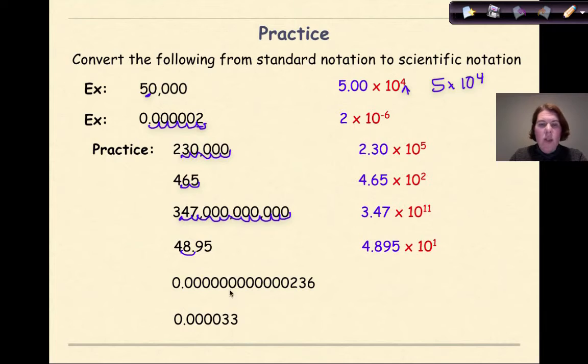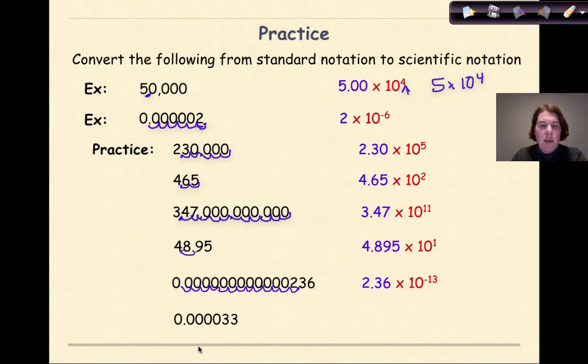Now let's look at a different situation. These are numbers that are less than 1. Again, we go across until we hit our significant figures, which are right here. I'm going to put my decimal point right here because ultimately I want that 2 in the ones position. And then again, I'm going to count, but this time I'm going to count to the left. So we're going to do 1, 2, 3, 4, 5, 6, 7, 8, 9, 10, 11, 12, 13. So when we see this number in scientific notation, it's going to be 2.36 times 10 to the negative 13 because this number is less than 1.